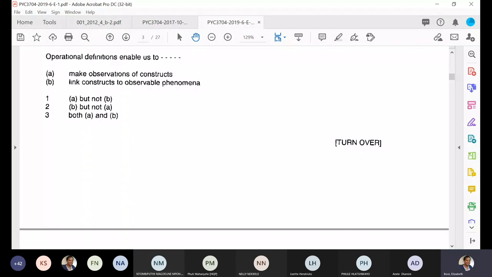Operational definitions enable us to: A, make observations of the construct; B, link the construct to observable phenomena. Is it A, B, or is it both of them? It's both. We make observations of the constructs, and we also link the construct to observable phenomena. That's what you're saying, number three. Both of them are correct.